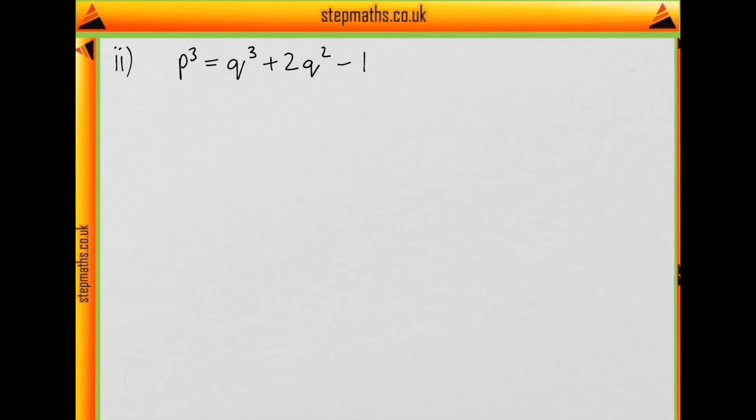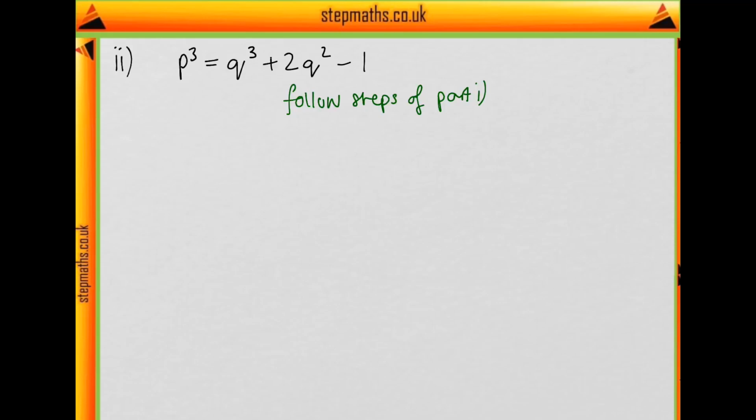For the second part of the question, we are asked to find integer solutions to p cubed equals q cubed plus 2q squared minus 1. As with many step questions, we've been led through the first part, so now we're really thrown in the deep end with the second part. So the best thing to do is to follow the exact steps that we did in part I.